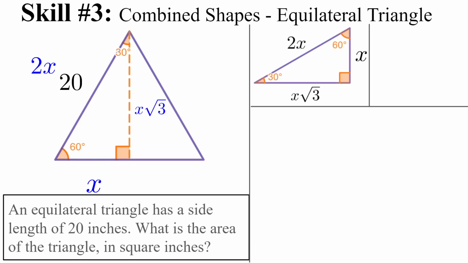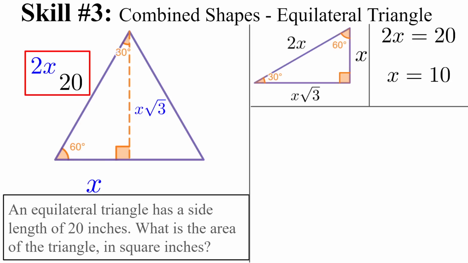Now we are going to circle the side we have, 2x equals 20. We divide both sides by 2, and we get x equals 10. And you can now put that on the figure. So 10, and then the other side is 10 root 3.